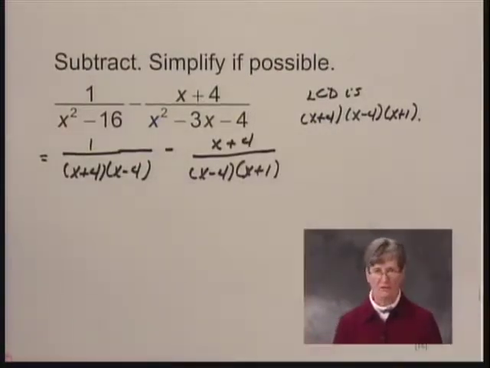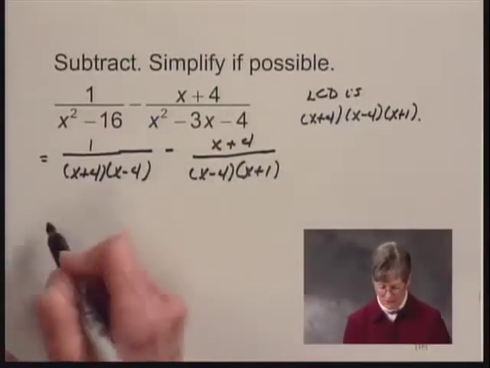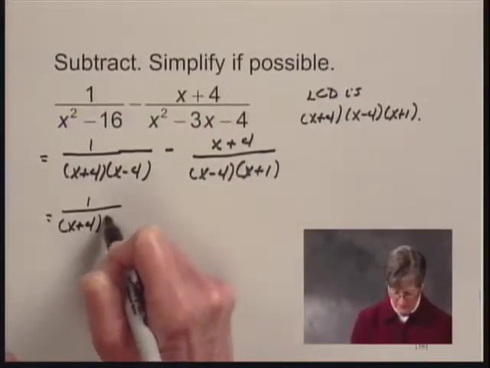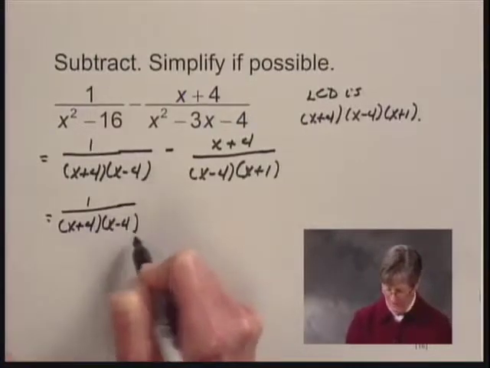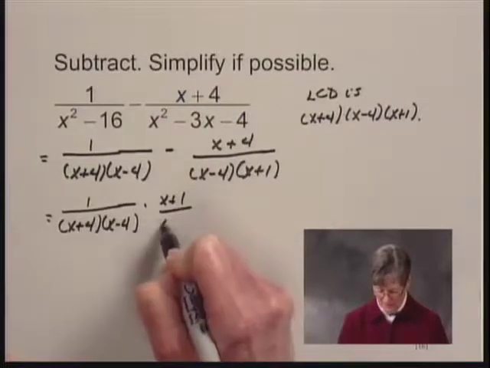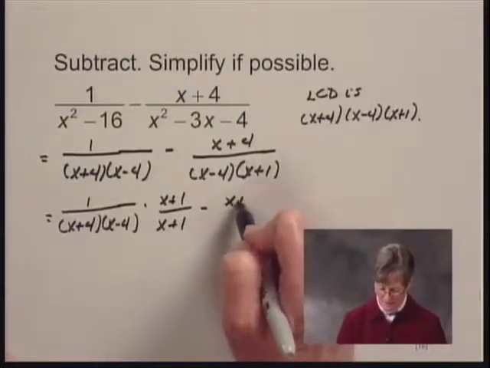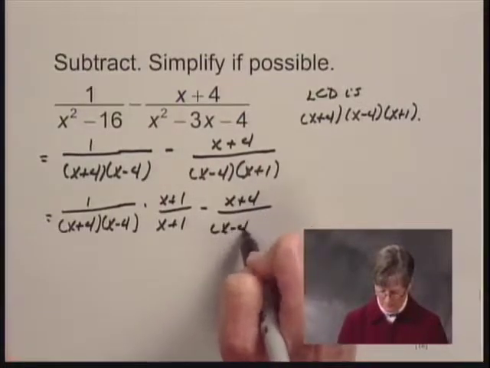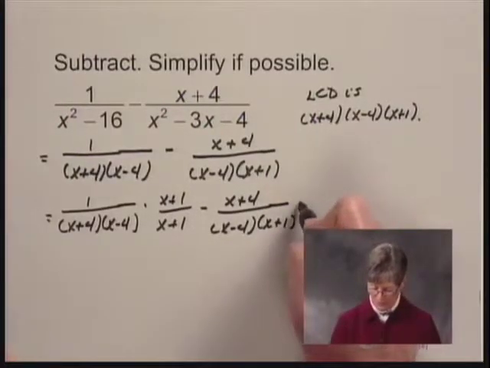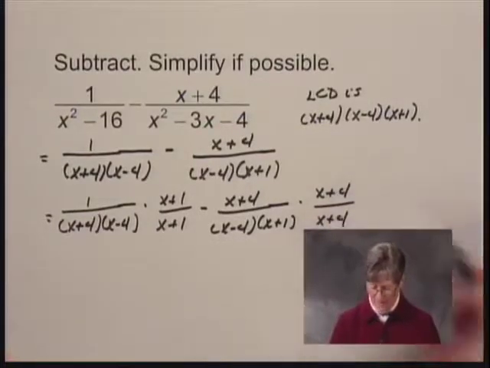And now we need to multiply each of these expressions by a form of 1 to get this denominator in each of them. So with this first one, 1 over x plus 4 times x minus 4, this denominator lacks the factor of x plus 1. So we'll multiply by x plus 1 over x plus 1. And the second denominator lacks the factor of x plus 4. So we will multiply by x plus 4 over x plus 4.